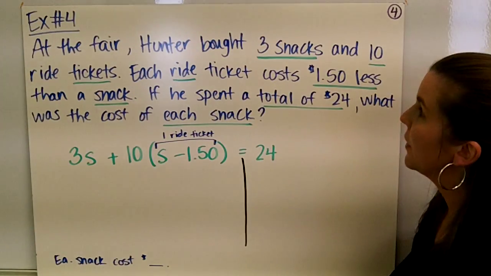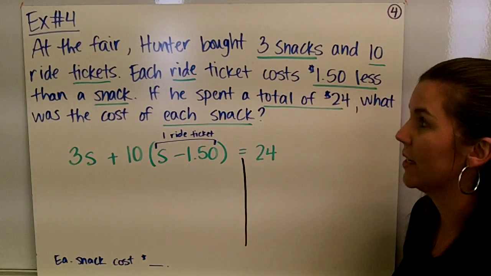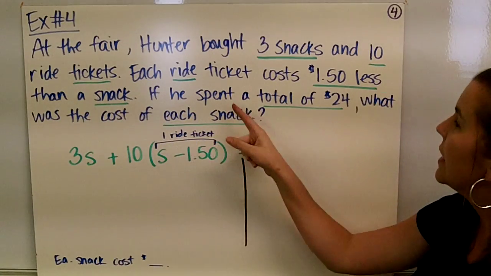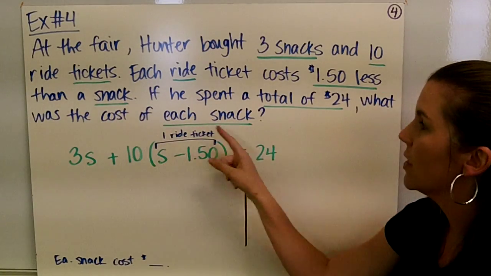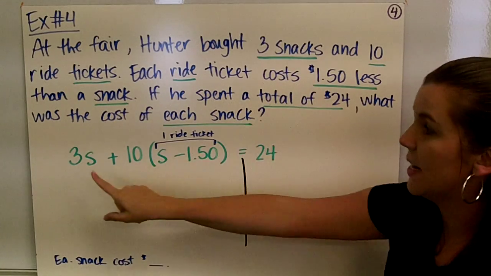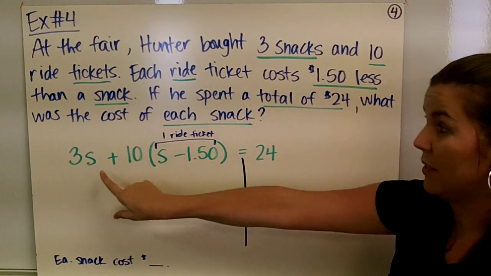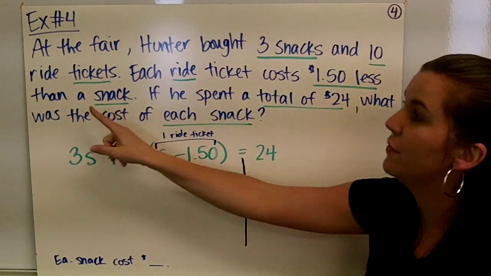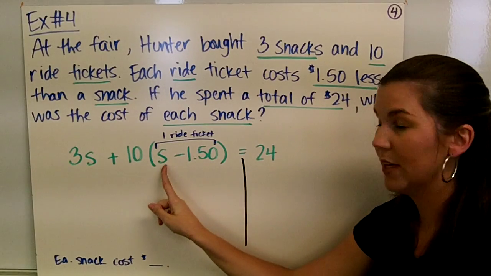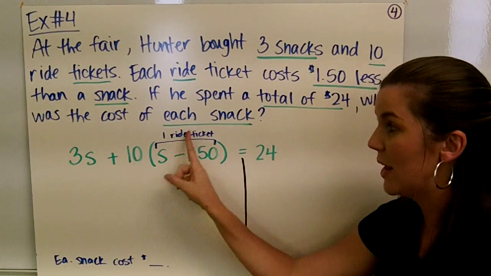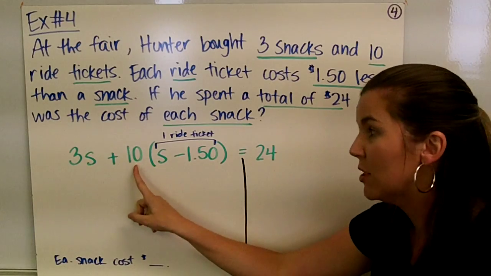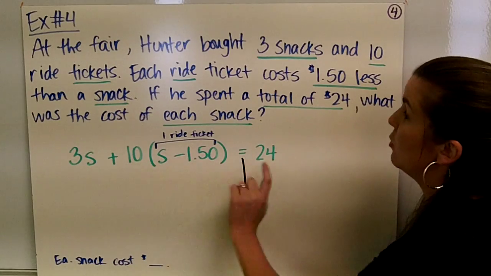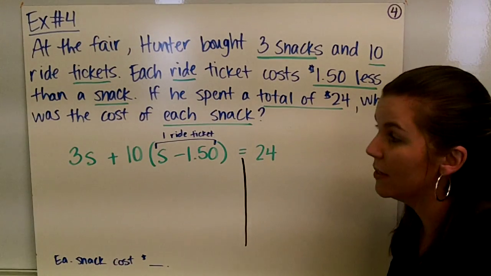Example number 4. At the fair, Hunter bought 3 snacks and 10 ride tickets. Each ride ticket cost $1.50 less than a snack. If he spent a total of $24, what was the cost of each snack? So 3 snacks, that's 3s, and that means plus 10 ride tickets. Well, it says a ride ticket costs $1.50 less than a snack. So $1.50 less than a snack. This is one ride ticket, and he bought 10 of them. So I'm going to multiply this times 10. Now I can set it equal to 24 because that's the total amount of money he spent.